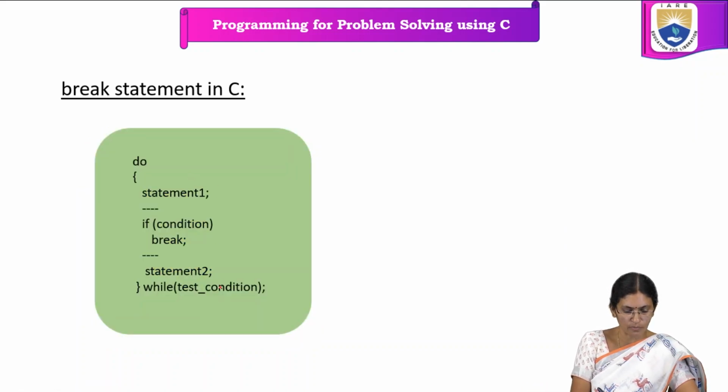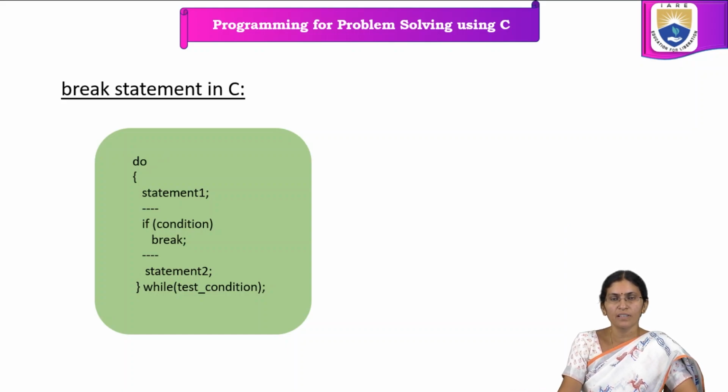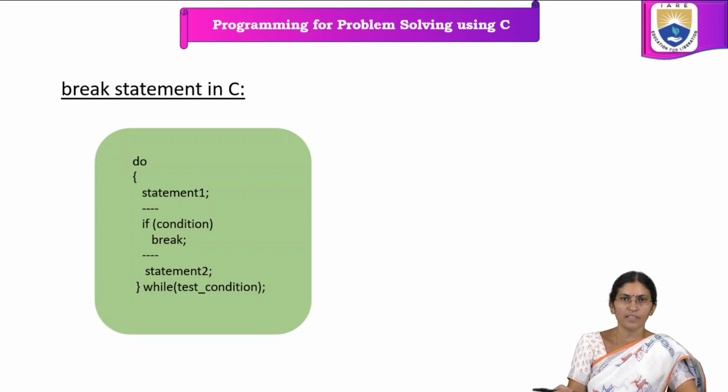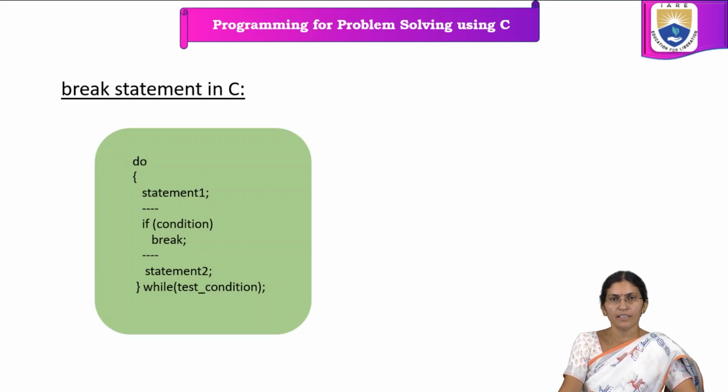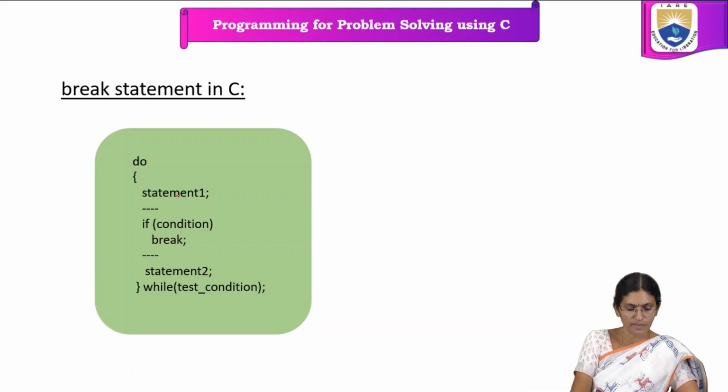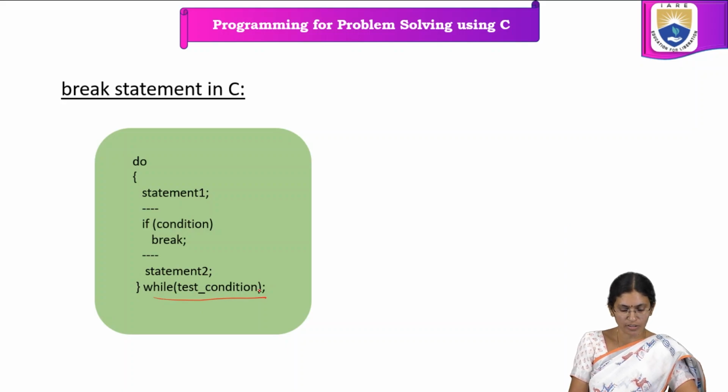Next is the do while loop. Here also we can understand it similarly. We know that the do while loop is an exit control loop. An exit control loop is a loop where the test condition is evaluated at the end. After the statements are executed, after that the test condition is evaluated. This is the syntax of the do while loop: do, inside that we write the statements, followed by while and the condition. Now let us see the use of the break statement in the do while loop.